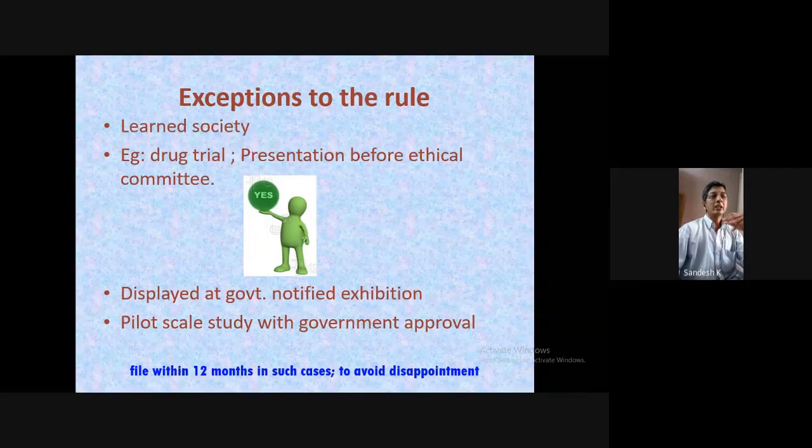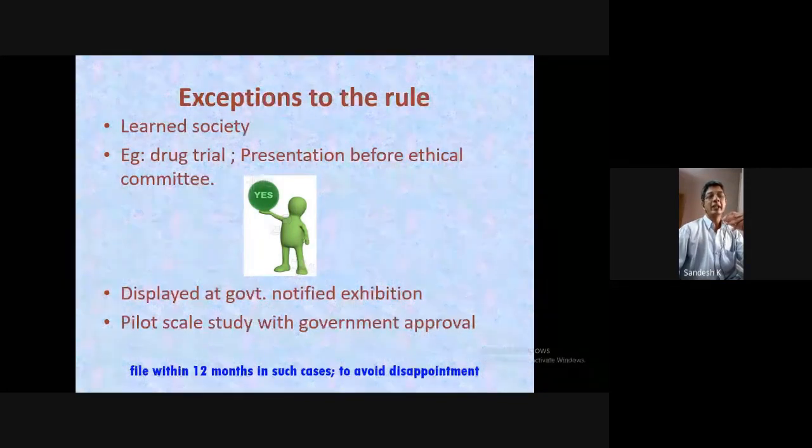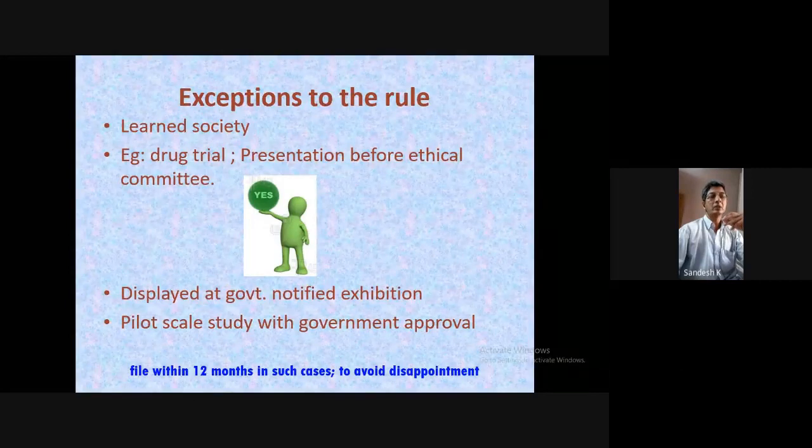Then, display at a government-notified exhibition, such as a poster exhibition. Then pilot-scale study is nothing but drug trials and all. Within 12 months of such cases, the patent should be filed. Next slide, please.